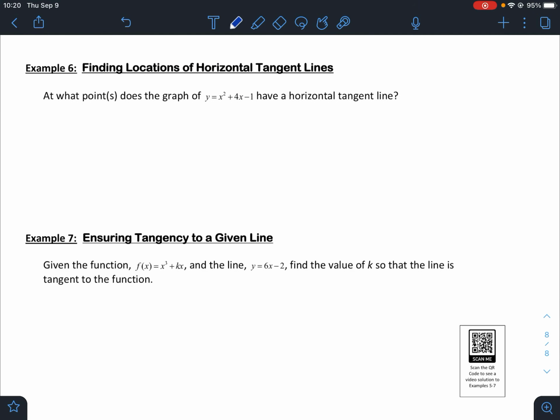The last thing we're going to talk about today is horizontal tangent lines, okay? This is a very important topic in the next chapter when we have to start finding extrema. But for right now, let's just talk about what a horizontal tangent line is and how to find it. So at what point does the graph of y equals x squared plus 4x minus 1 have a horizontal tangent line? If it's a horizontal line, that means the slope is 0. In other words, the derivative is 0. So this right here tells you you're looking for when the derivative is 0.